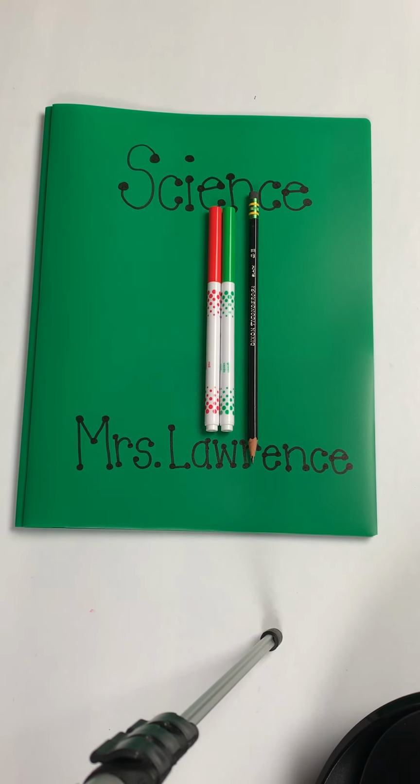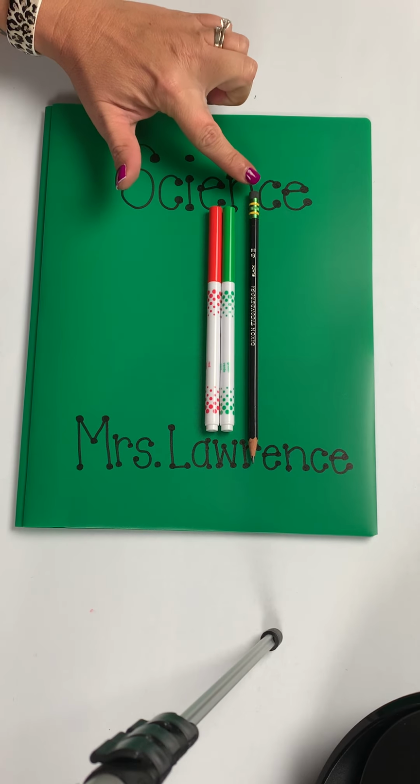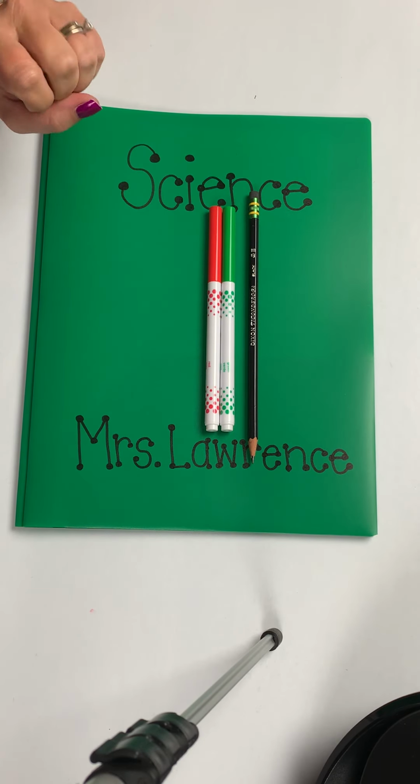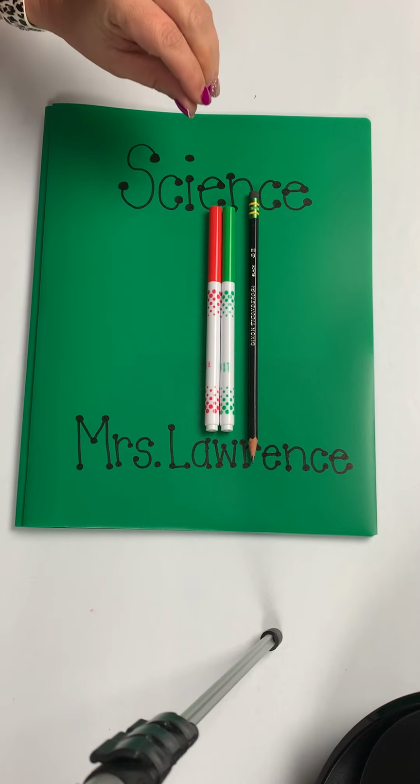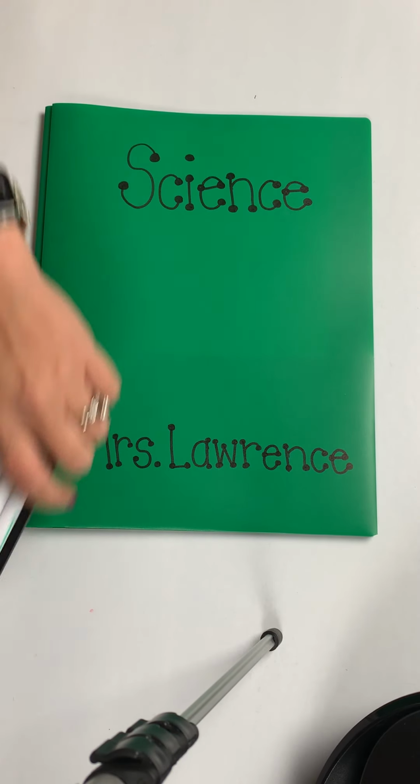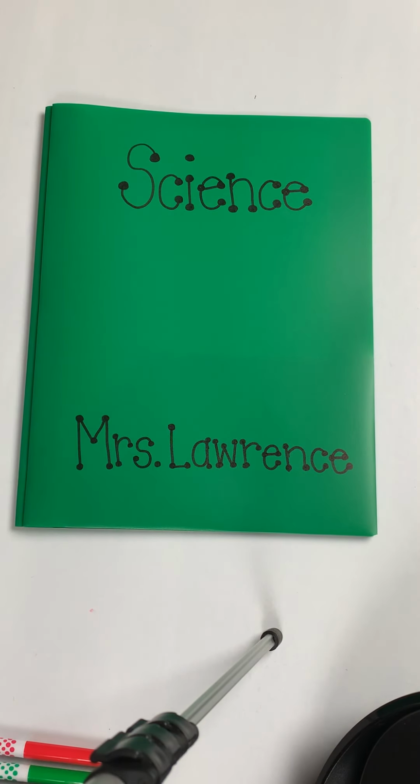Today we will be completing notes on energy. You will need your green science folder, a pencil, and 2 markers, a red marker and a green marker. So make sure you have all of your supplies ready, and we are going to get started.